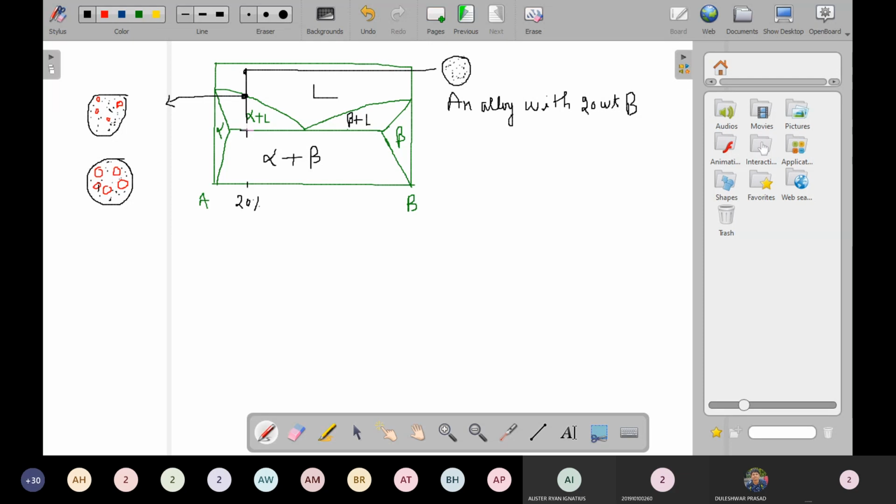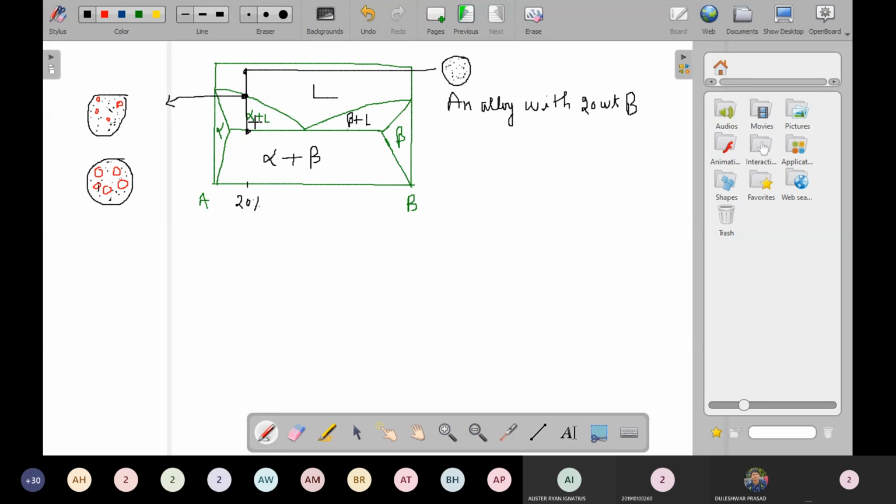Now when you are going to reach this point, what is happening here? Whatever alpha was present earlier will remain as such, but whatever liquid is present is going to be converted into alpha plus beta. Because from here to here, the alpha is stable. So here you can see the alpha is stable from this temperature to this temperature.